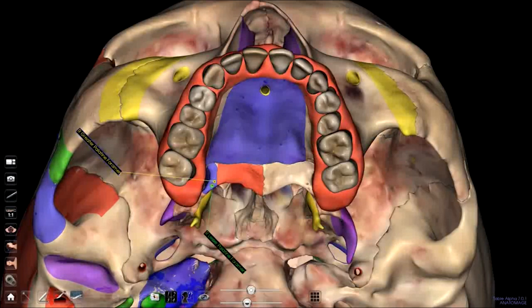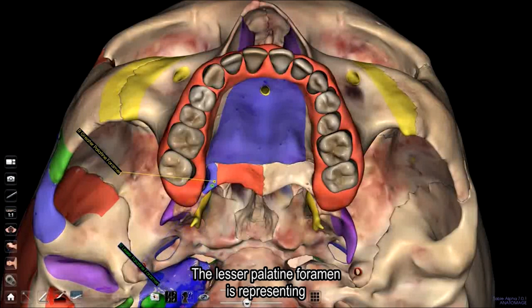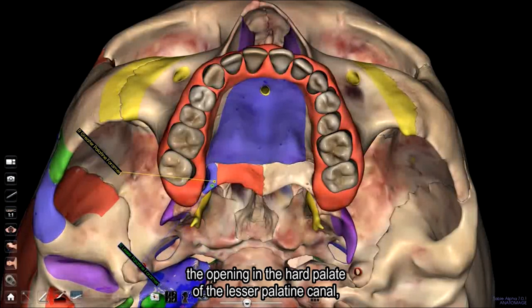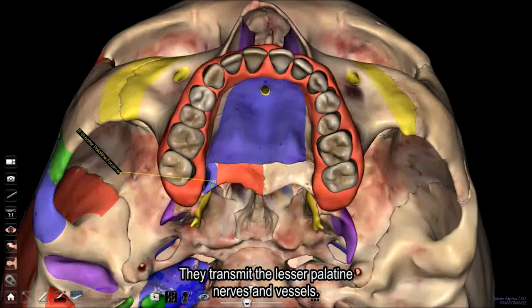The lesser palatine foramen represents the opening in the hard palate of the lesser palatine canal, located just posterior to the greater palatine foramen. They transmit the lesser palatine nerves and vessels.